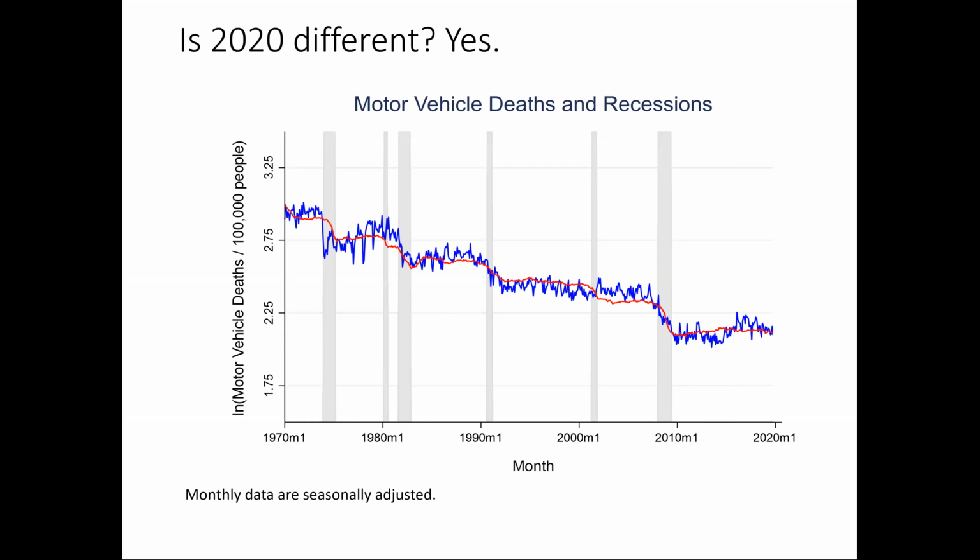So let me show you first just kind of a picture of, is 2020 different? What you're seeing here is the trend in motor vehicle deaths per 100,000 people. And that's a number that's gone down over time. In fact, if I'd gone back further, it would have gone down even more. So very big reductions in motor vehicle deaths. They go down a lot. The shaded areas are recessions. I haven't yet shown you COVID, so I've left off the last few data points, which I'll show you in just a second.